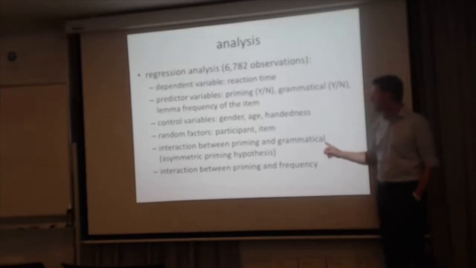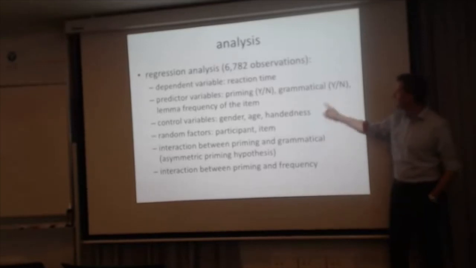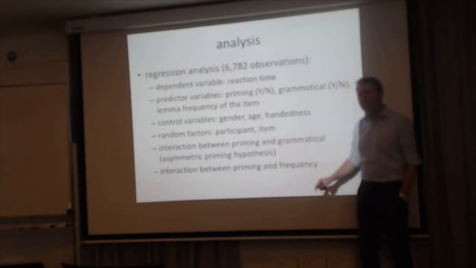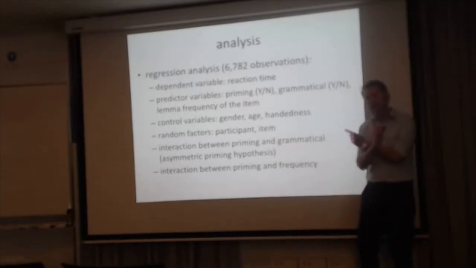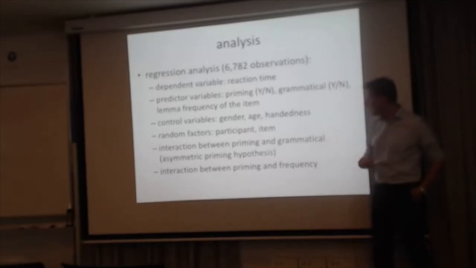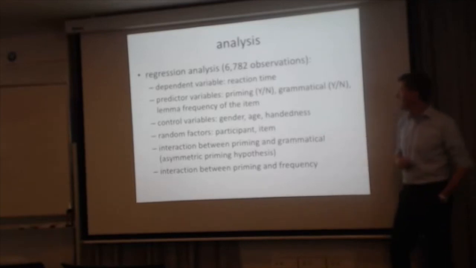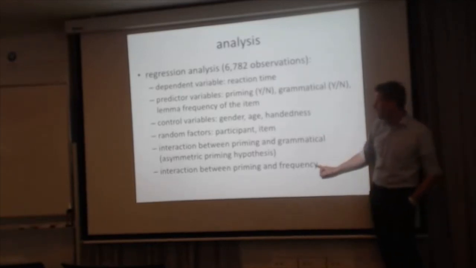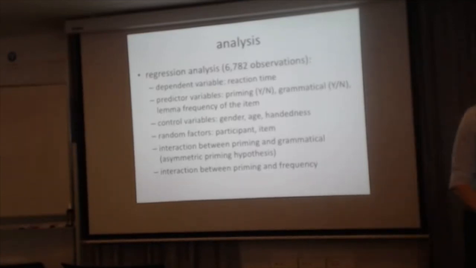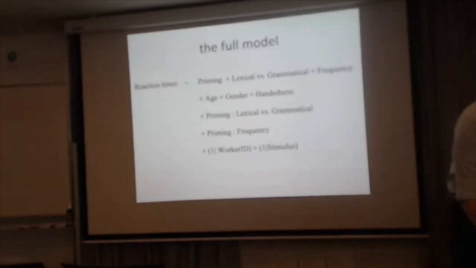We tested for an interaction term between priming and the grammatical variable, yes or no. And this is actually the asymmetric priming hypothesis. So priming effect should be there, but only if the elements appear in a certain sequence. So priming should be contingent on this grammatical variable. And we also tested for an interaction between priming and frequency. Okay, so this is the full model.